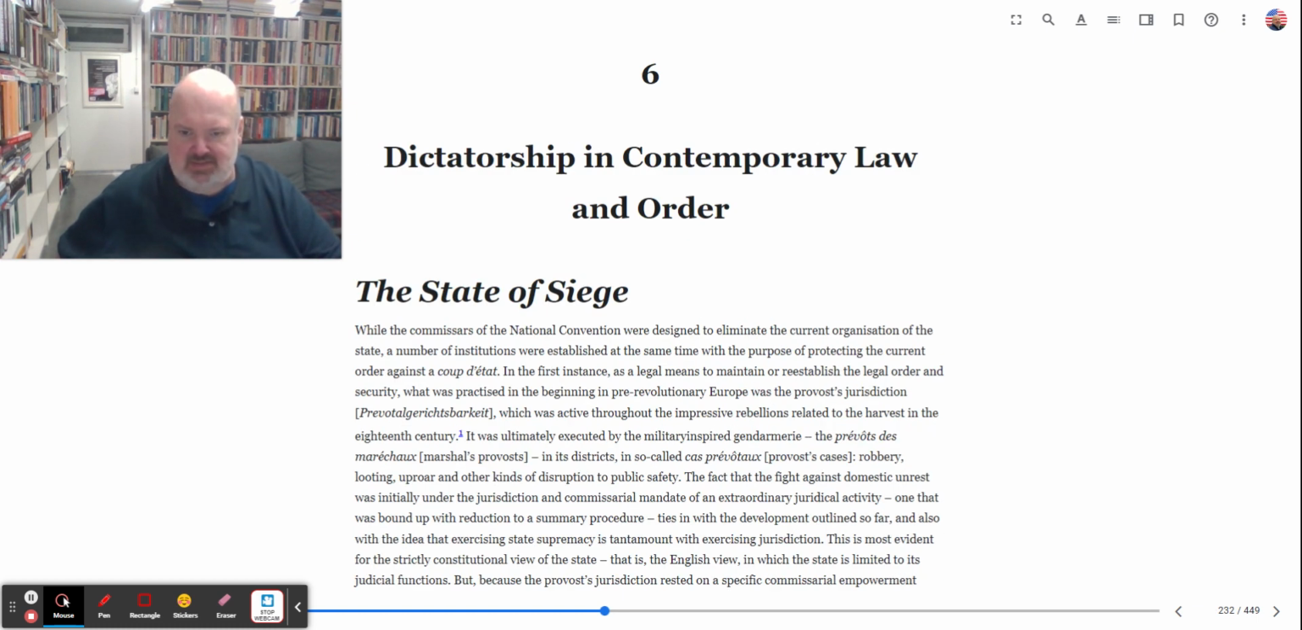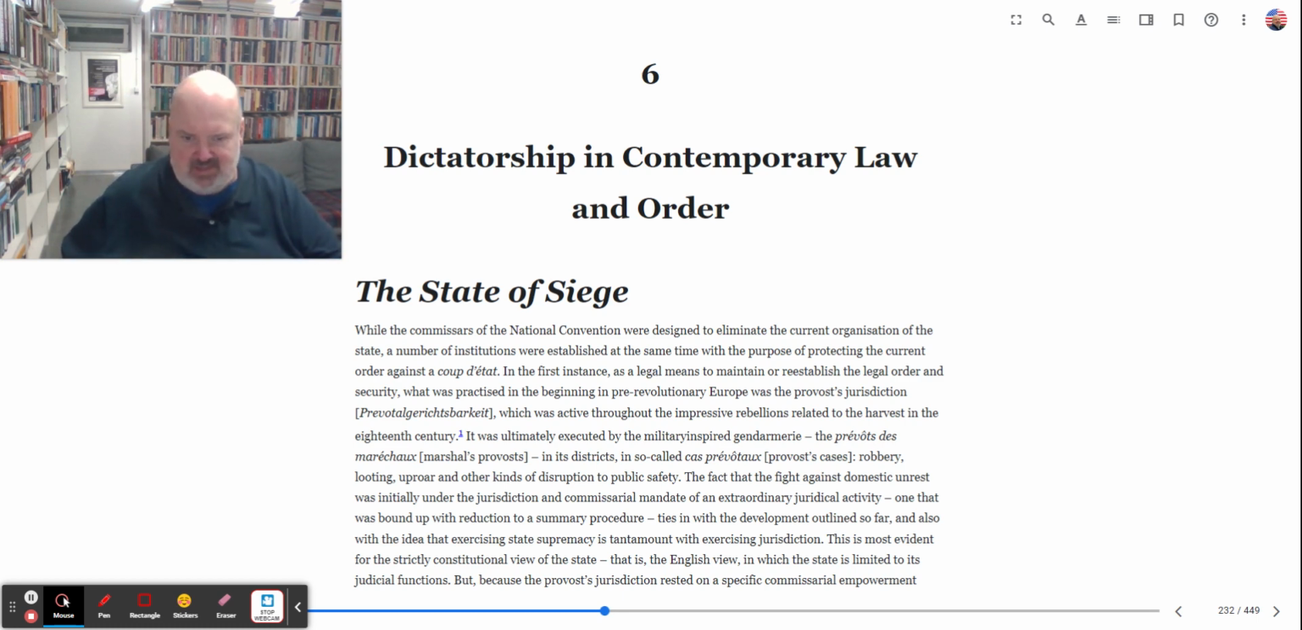While the commissars of the national convention were designed to eliminate the current organization of the state, the current state of the Ancien Régime, a number of institutions were established at the same time with the purpose of protecting the current order against the coup d'etat. So there were some new institutions created to prevent the coup d'etat.